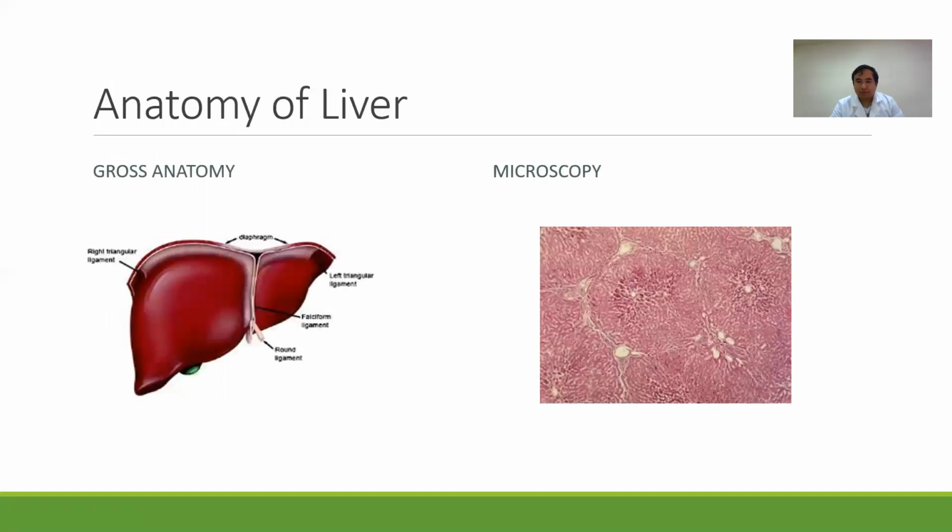So, going to the topic proper, let us discuss the anatomy of the liver. On the right hand side, this is the gross anatomy of the liver. The liver is the largest internal organ of our body. It is around a 2 kilogram organ. You can see clearly this ligament is the falciform ligament, which divides the liver into the right lobe and the left lobe.